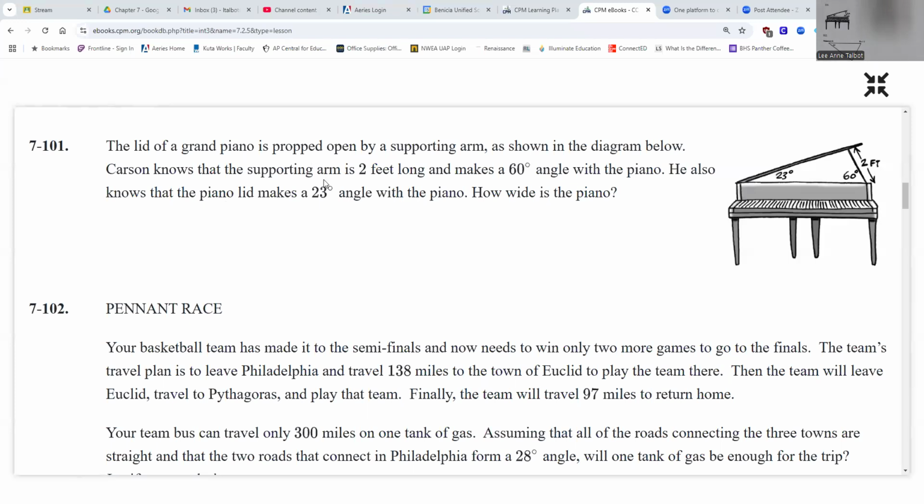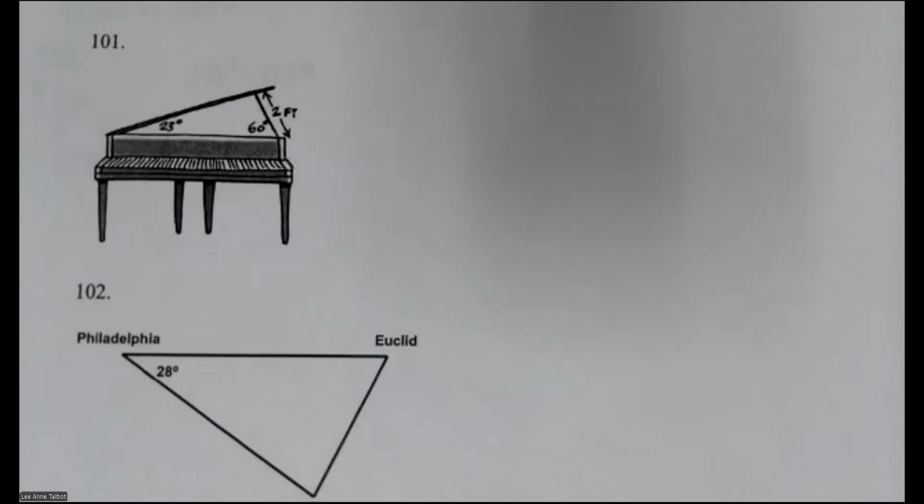The lid of a grand piano is propped open by a supporting arm as shown in the diagram below. Carson notes that the supporting arm is 2 feet long and makes a 60-degree angle with the piano. He also notes that the piano lid makes a 23-degree angle with the piano. How wide is the piano? Okay, first question I have for you is, how wide is the piano? What side of the triangle is that? Where does x go? Yeah, the bottom. Great job.